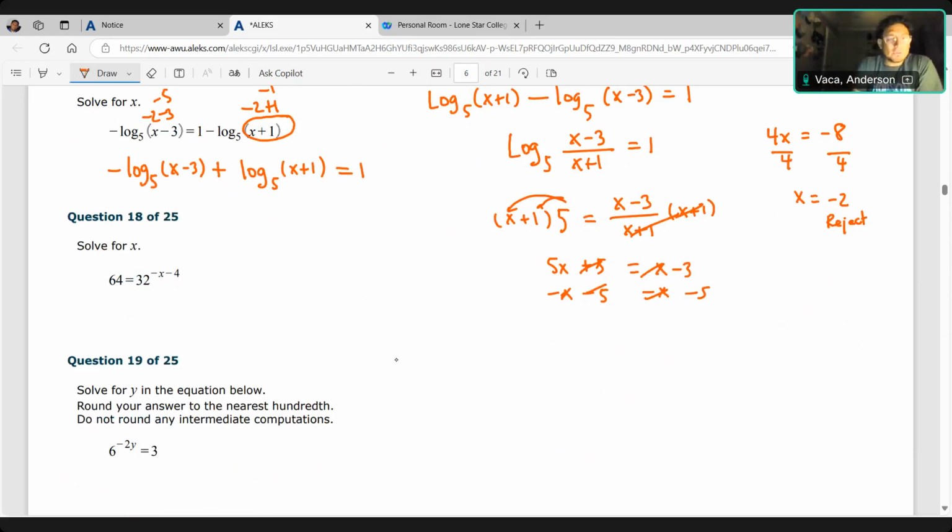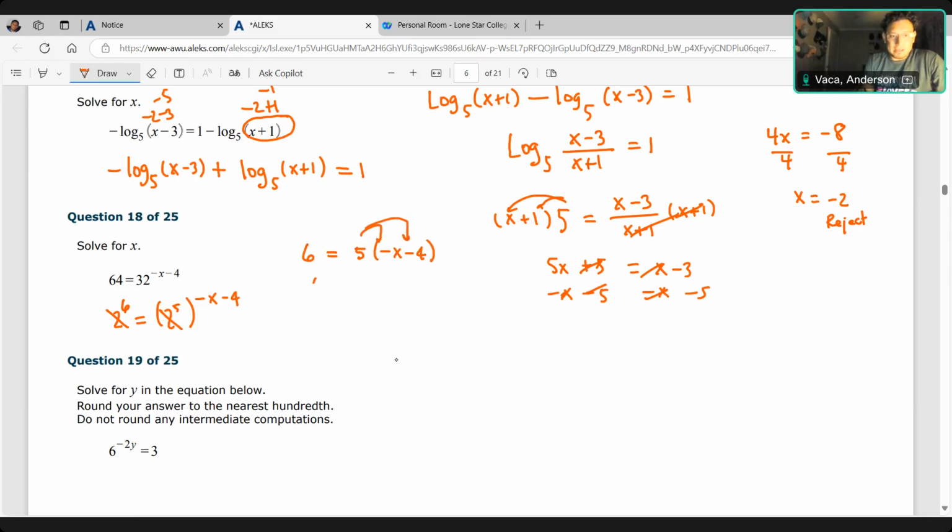Number 18. Solving an exponential equation with, I think, common bases. 64 is the same thing as 2 to the 6th power, while 32 is 2 to the 5th power. Since these bases are the same, we can just cancel the bases and we're left with solving the following equation: 6 is equal to 5 times negative x minus 4.